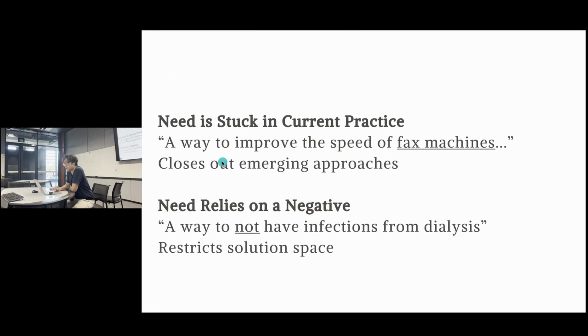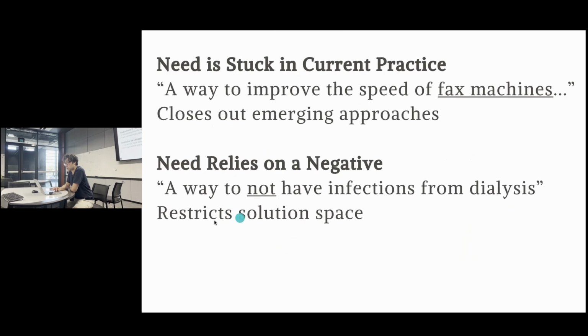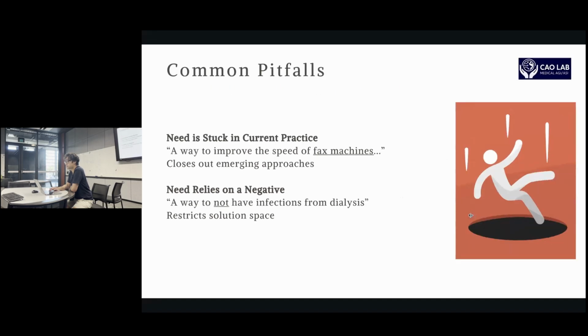Another one is you never want to have old technology in your problem statement, right? So, for example, a way to improve the speed of fax machines, right? You need to throw out fax machines and go, what if we don't have fax machines? How would we improve the speed of something, right? So it limits emerging approaches. And then you also don't want to have a negative in your problem, okay? So a way to not have infections from dialysis. It could be a way to reduce infections from dialysis, okay? That's how you'd frame that.